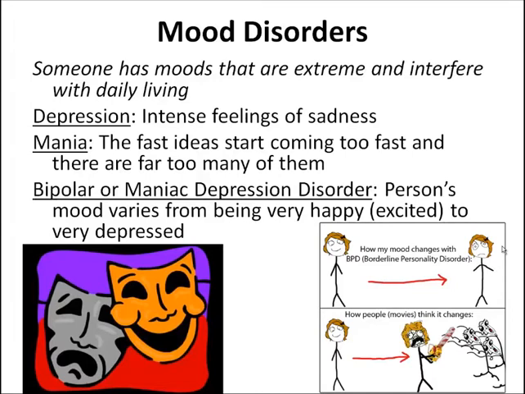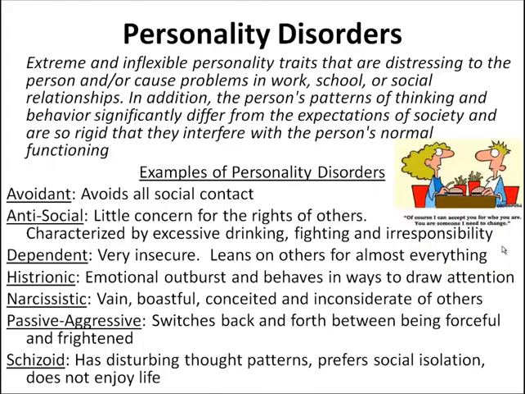And you're constantly in a state of flux. Bipolar or manic depression disorder, this is extreme moods. This is either you're really ecstatic and very happy, or you're extremely depressed and upset. Personality disorders are where you have a personality that is so extreme that you'd have trouble existing in society in one way or another, either with other people or at work, something of this nature. Here's some examples.